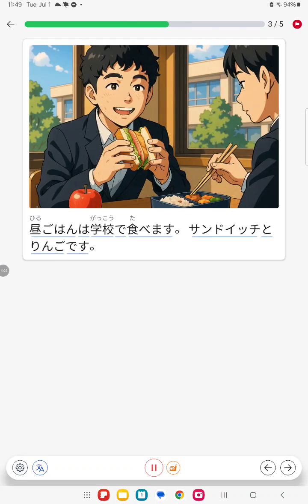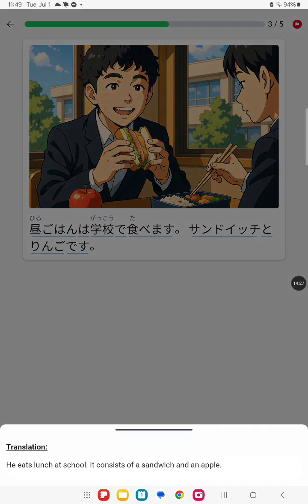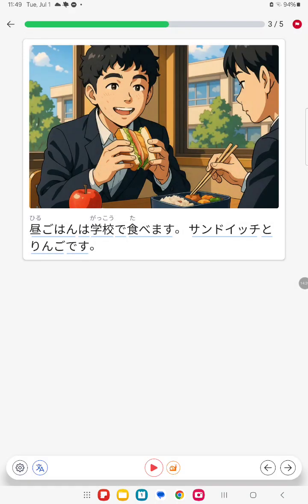昼ごはんは学校で食べます。サンドイッチとリンゴです。 Eats lunch at school. It is a sandwich and an apple. By the way, what's the stuff in this sandwich? Lettuce, looks like ham, and I don't know what this brown thing is. Sure enough, I was right.